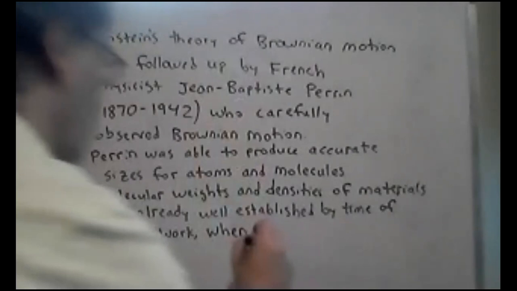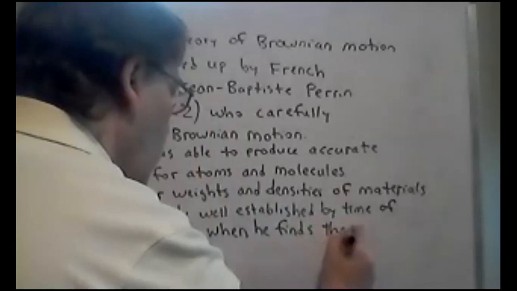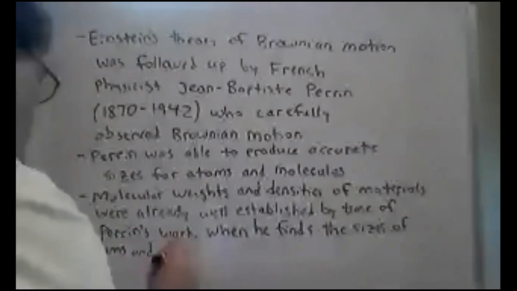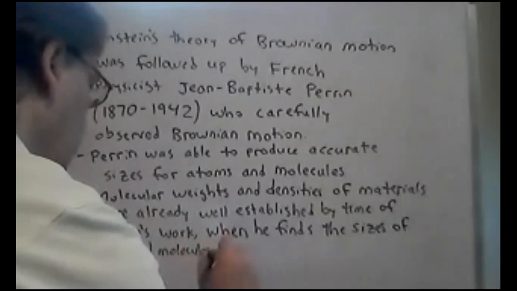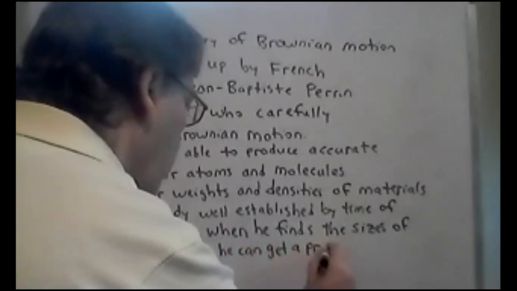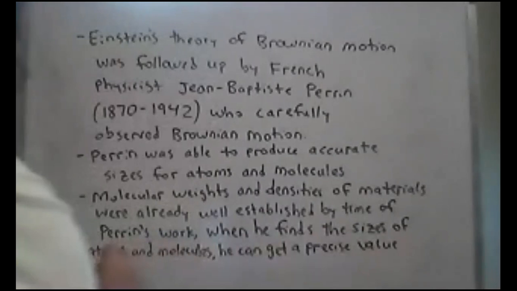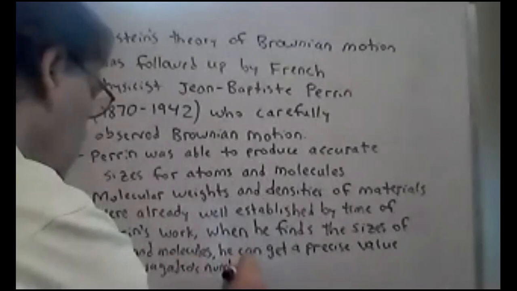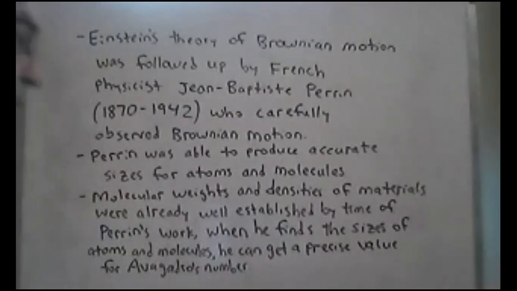Using Brownian motion, the sizes of atoms and molecules, he can get a precise value for Avogadro's number. Essentially, if you know the size of the atom, you know how many can fit in a volume. You already have densities. Now you need to know sizes. Then you can figure out how many can fit in the actual volume, right?